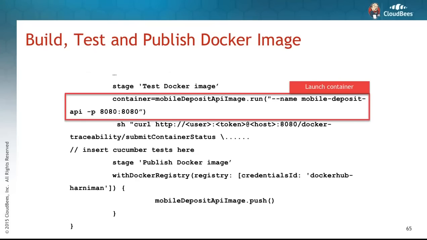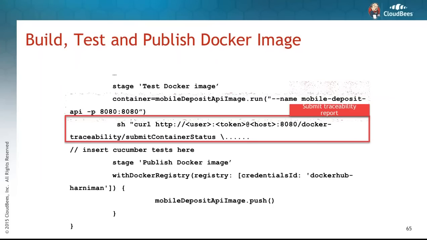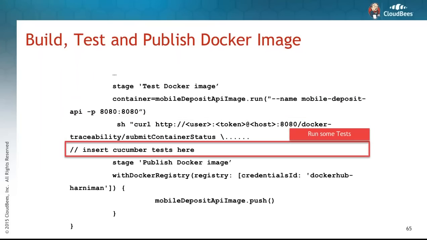All right, so we're looking further down at this code in terms of managing the Docker image. Here you can see we're going to run our image now. So we've got our Docker image object, and we're going to invoke run against that. That's launching our container. We're going to do a quick curl here in order to submit the traceability report. You saw that earlier. That's how you can see the audit trail in terms of how this Docker image gets used.